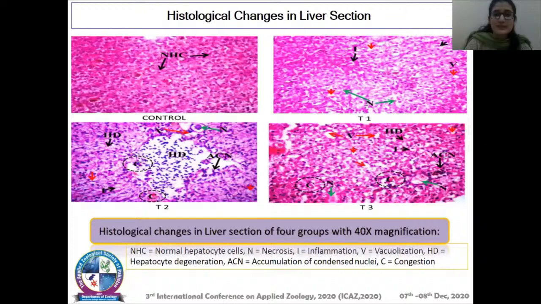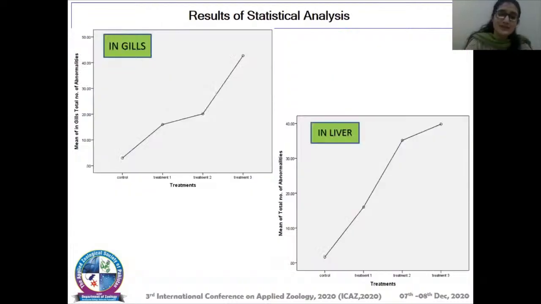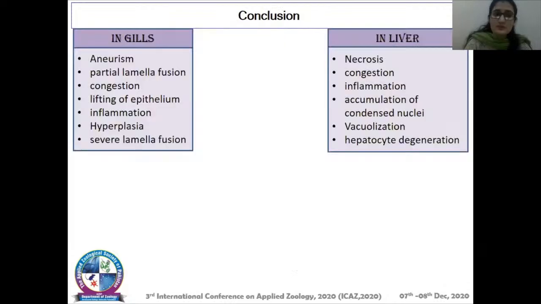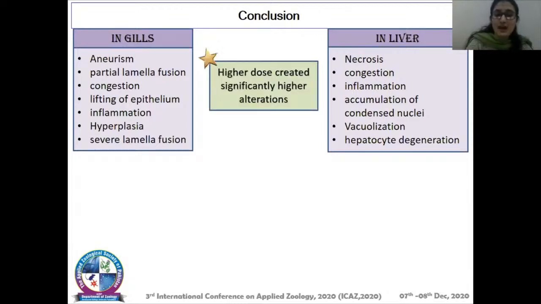Similarly, the histological changes in liver section were observed under 40x magnification, and different types of alterations were observed in different tissues, like in control, T1, T2, and T3. The number of these different types of alterations was recorded for the statistical analysis. Here are the results of the statistical analysis, which show that treatment three, which has the high concentration of silver nanoparticles, shows the highest number of alterations in both tissues, gills and liver. These are the different types of alterations observed at higher concentrations of silver nanoparticles in gills and liver. We conclude that a higher dose created significantly higher alterations.